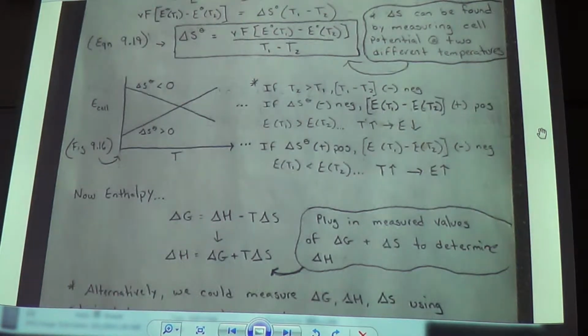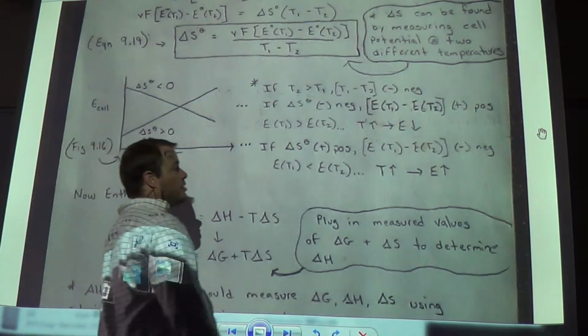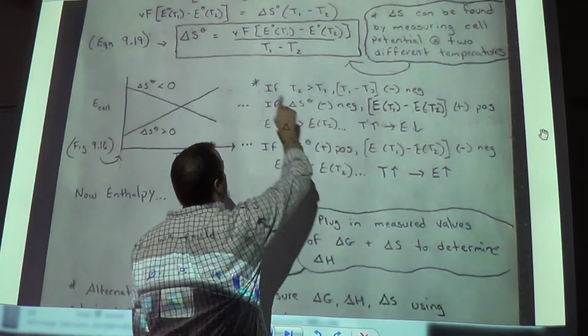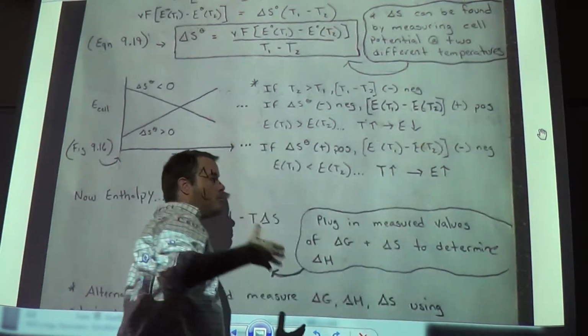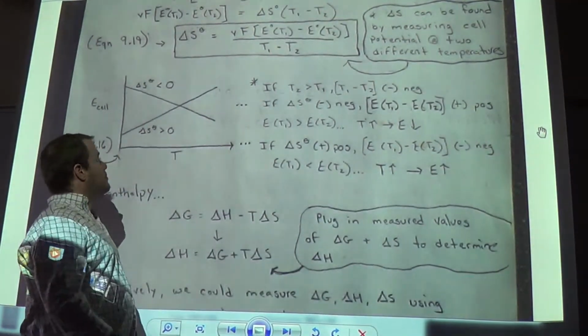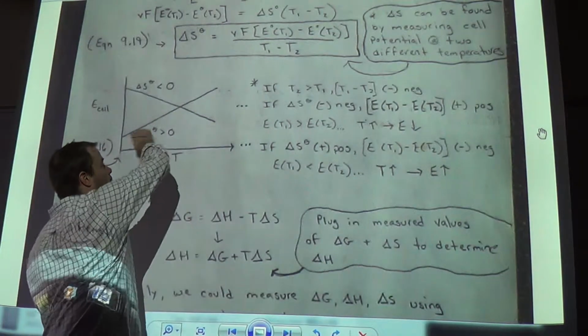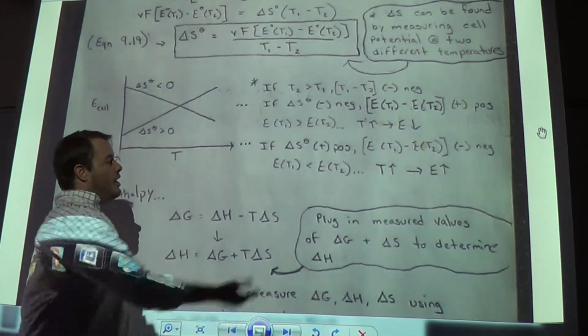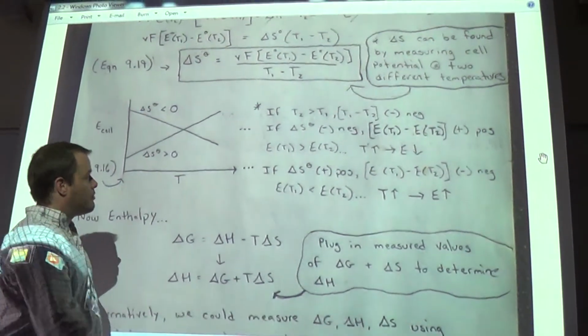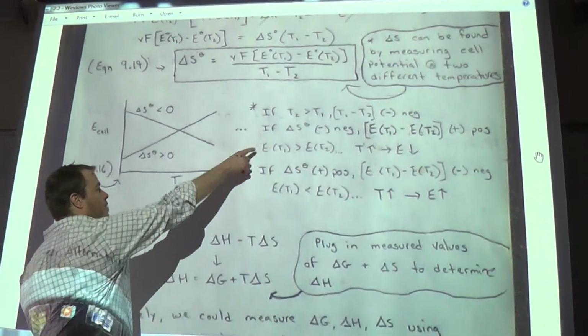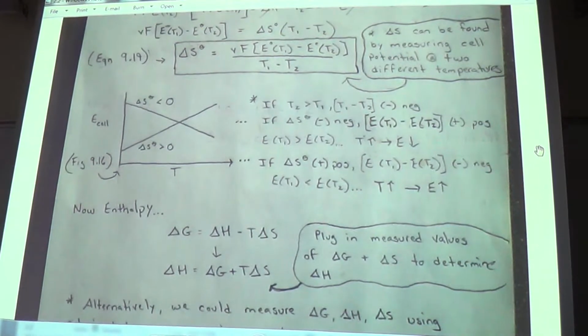So if delta S is positive, the numerator and the denominator both have to be negative, which means that this term is negative, which means that E of T2 is greater than T1, right? So that's what we saw right there. And if delta S is negative, the inverse effects happen. So that's outlined right there for you.